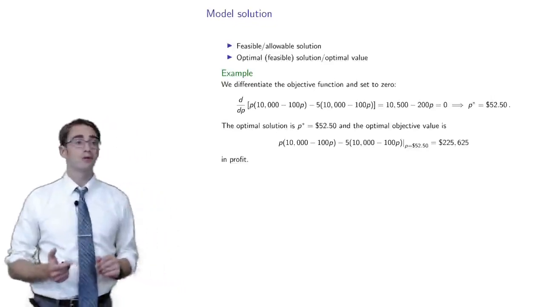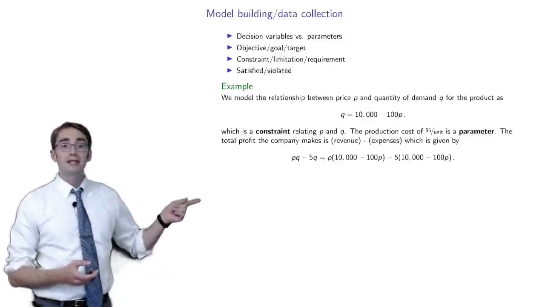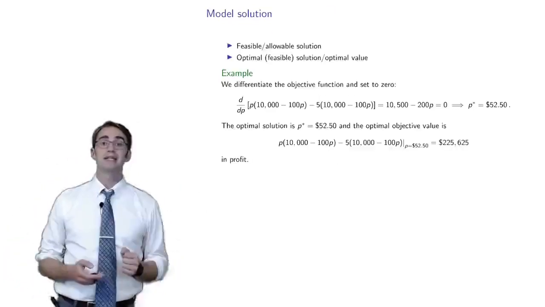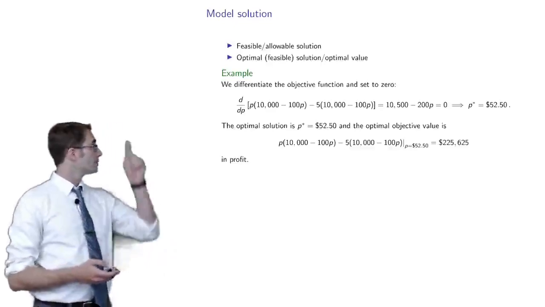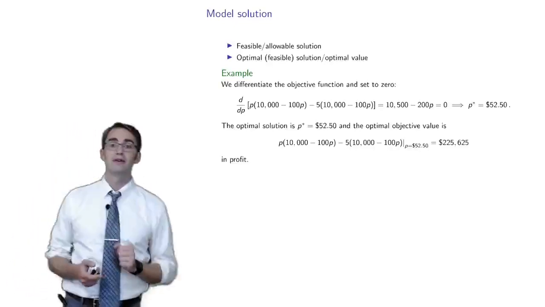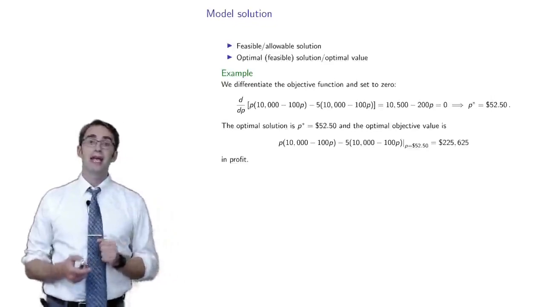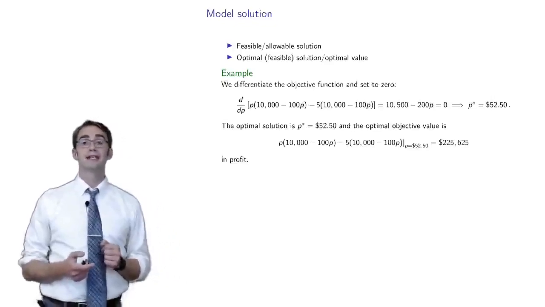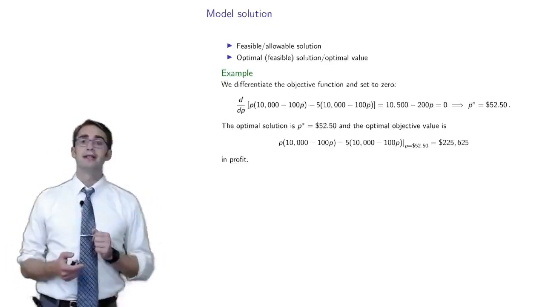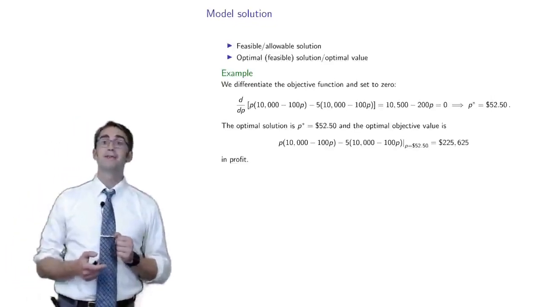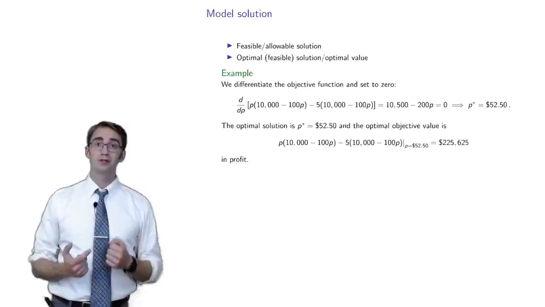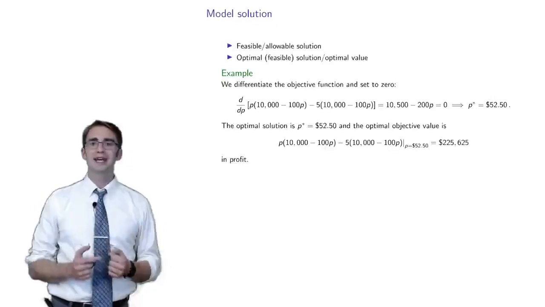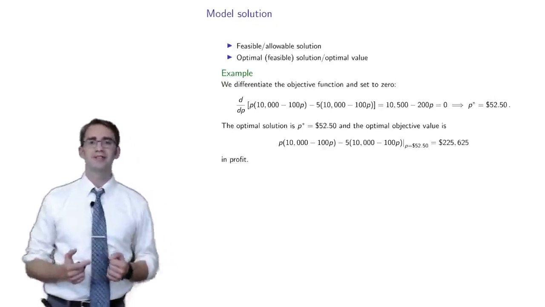For now, all we're going to worry about is taking this expression here, the expression for profit, and maximizing it by setting the derivative to 0. We differentiate this thing, set the derivative to 0, and solve for P, and we get an optimal value of P equal to $52.50. I've written a little star next to P there. That's what we typically do when we're writing the optimal solution to a problem. When I'm indicating that I've solved something, I put a little star next to it like that, P star, which is $52.50 in this case.